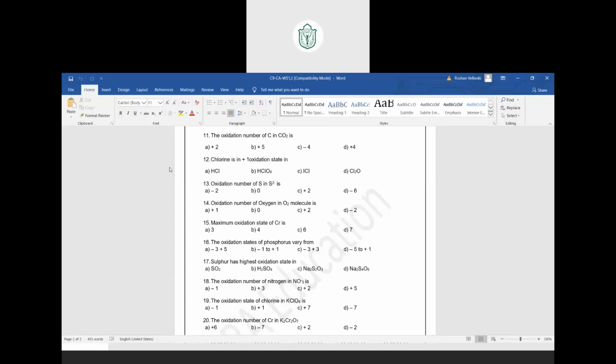HCl, how is it HCl? Which is more electronegative, chlorine or hydrogen? Chlorine. Then how does it get a positive one? We are not saying it's positive. Read the question carefully. Chlorine is in plus 1 oxidation state in.